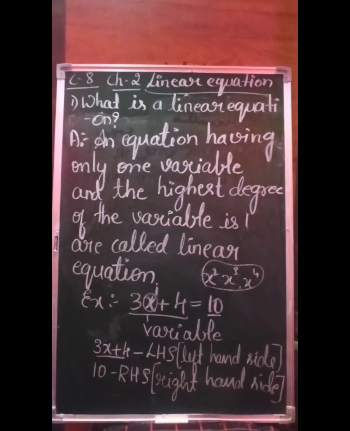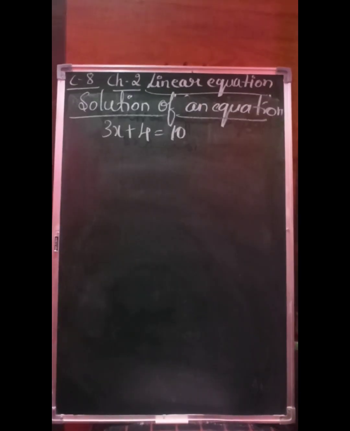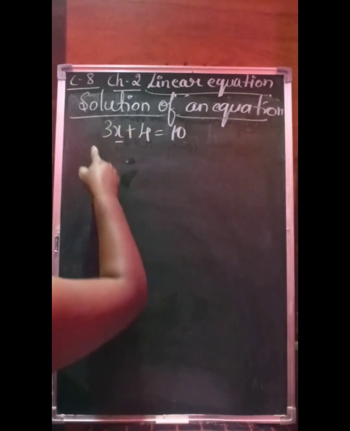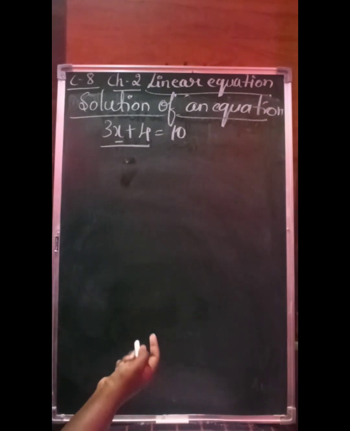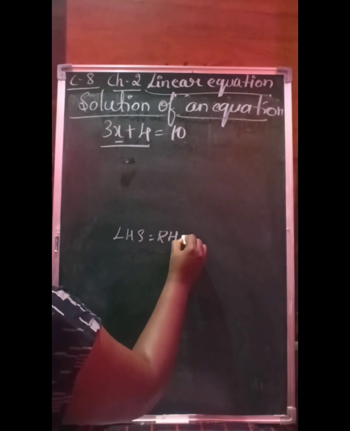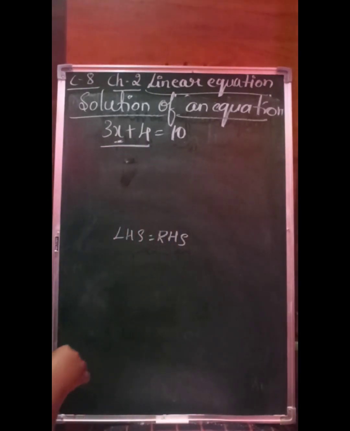Now let's move on to the solution of an equation. How to find the solution of an equation, and why we need to find the solution of an equation? What is the significance of that, we will see now. To understand the solution of an equation, consider one example, that is 3x plus 4 equals 10. Now try to substitute a value for x so that the left hand side gives you 10, so that LHS becomes RHS. Then that number we will consider as the solution of the given equation.